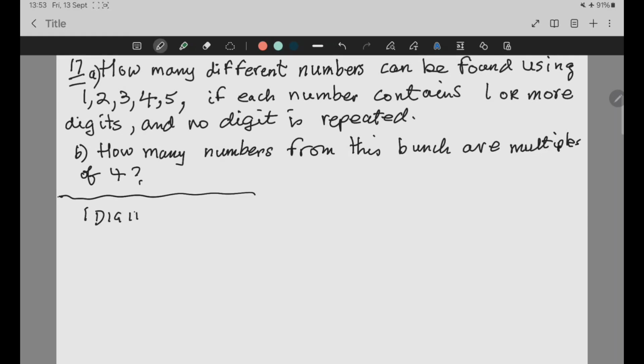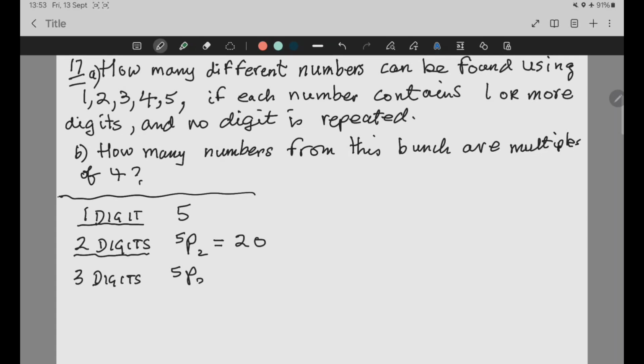One-digit numbers. Well, there'll be 5 of them. Okay, 1, 2, 3, 4, and 5, each taken individually. For 2 digits, we need the number of permutations of selecting 2 from 5. So that will be 5p2, which works out to 20. And similarly for the others, 3 digits would be 5p3. That works out to 60.